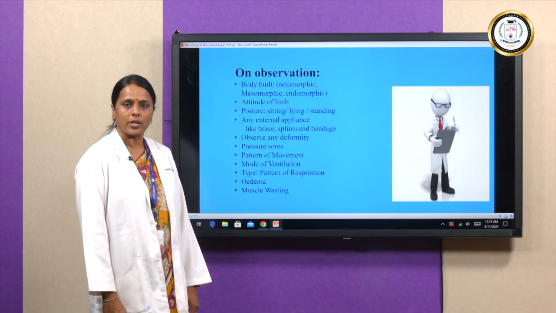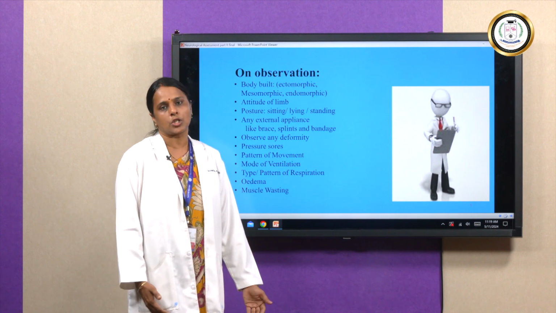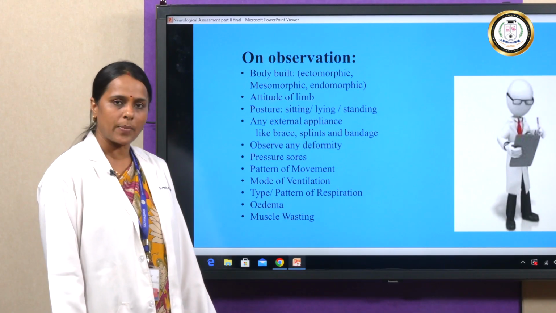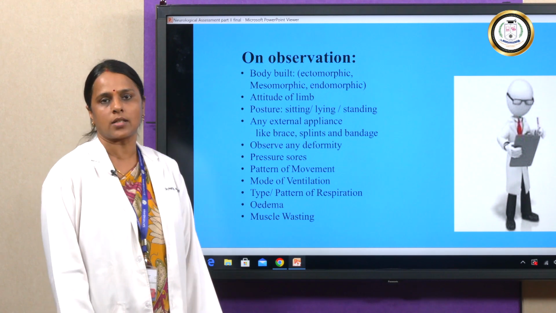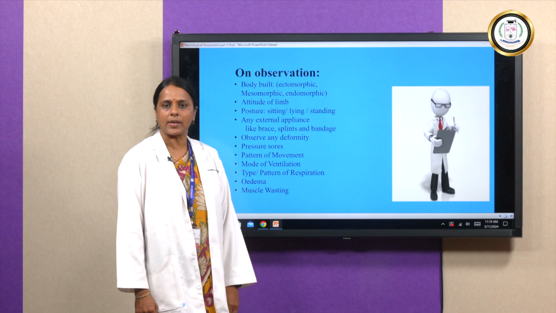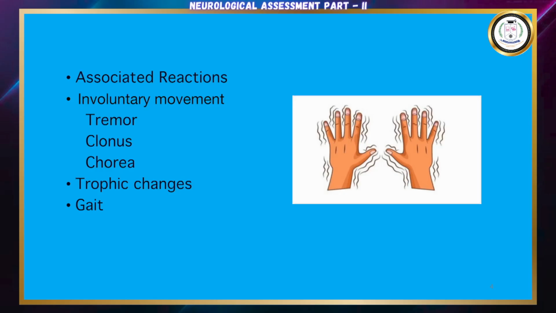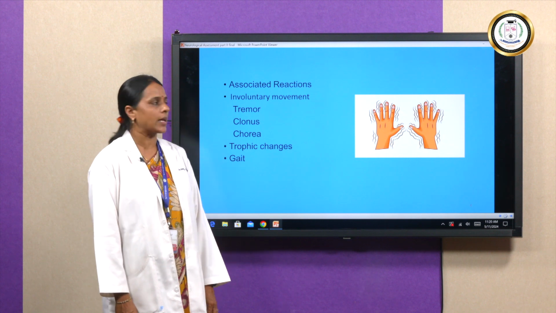Then pattern of the movement, whether the patient is having the flexor synergy or extensor synergy, those things we can look for. Mode of ventilation, whether the patient is able to breathe independently or is assisted on some ventilation. Then edema, is there any muscle wasting, all those things we can observe. Also associated reactions, that are the trick movements, if the patient is using any trick movement while doing a particular activity or reaching for some objects, those things we can observe.